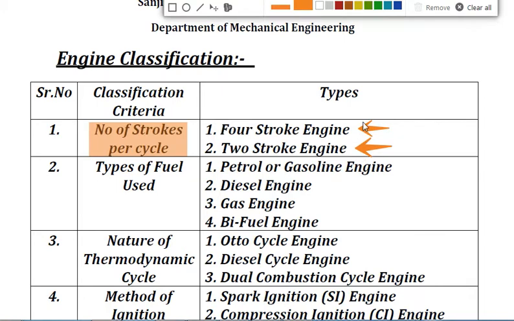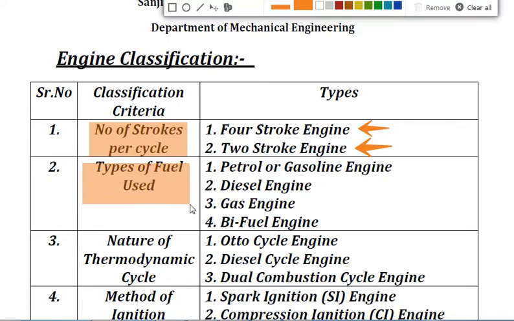Now what is this 4-stroke and 2-stroke? The 4 strokes, that is suction, compression, power and expansion, are completed in 2 revolutions of the crankshaft, whereas in a 2-stroke engine it happens in a single revolution of the crankshaft.